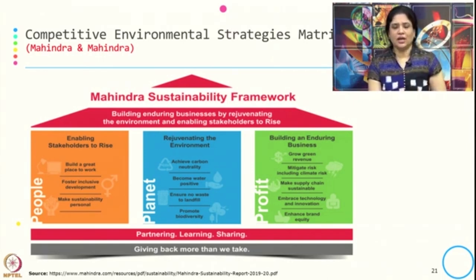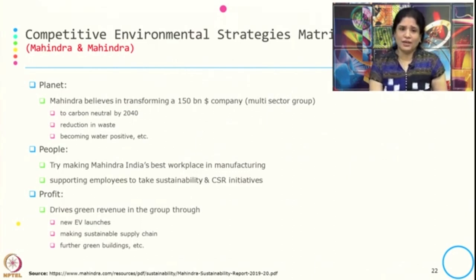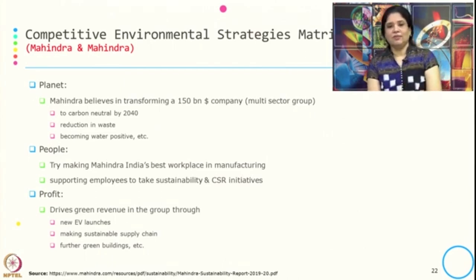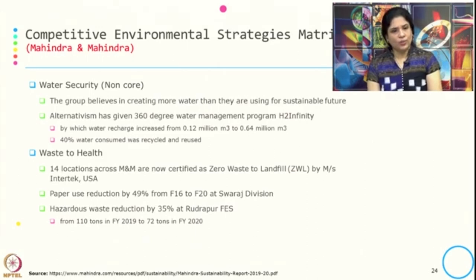Here the initiatives are categorized into people, planet and profit. For planet, the specific goals are that Mahindra believes in transforming a $150 billion company to carbon neutral by 2040, reduction in waste and becoming water positive. Similarly, it is making the best workplace in manufacturing and also employing sustainability and CSR initiatives. And for profit, driving green ventures in the group through new EV launches, making a sustainable supply chain and green building. This is their activity with respect to carbon emission, energy, water security and waste to wealth.